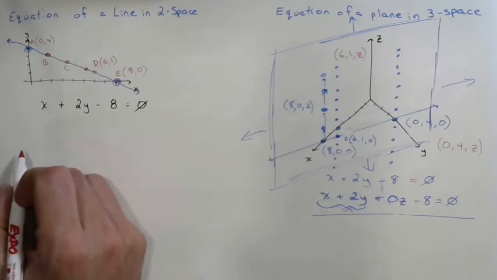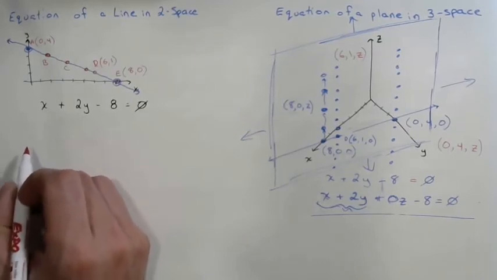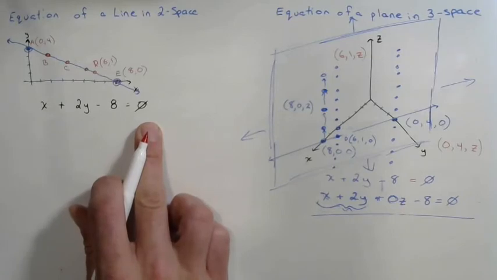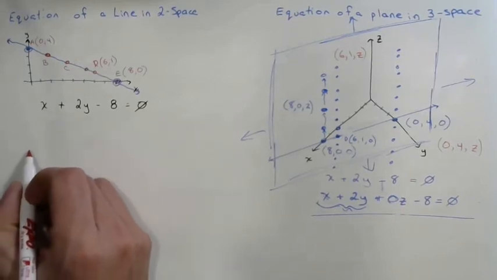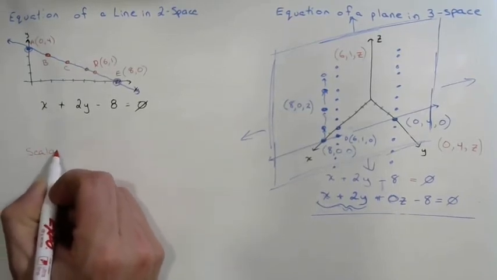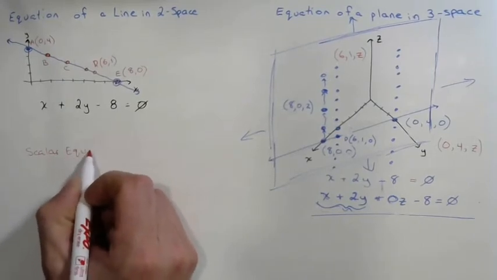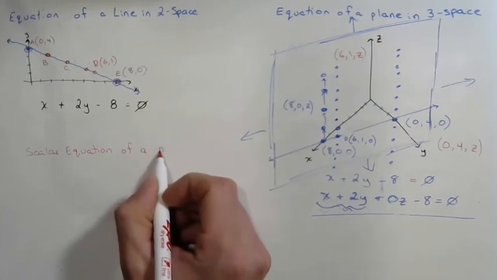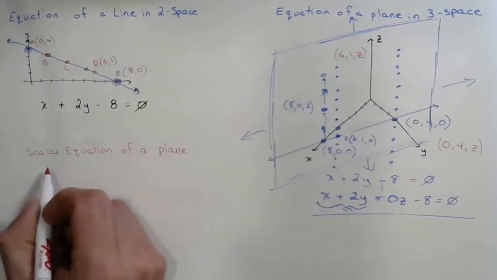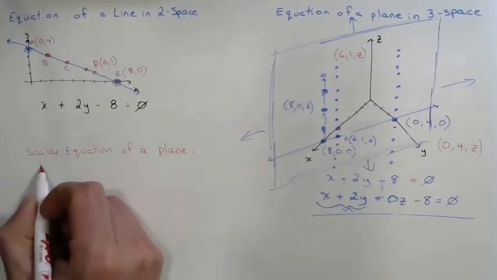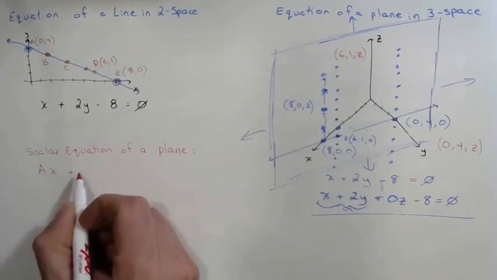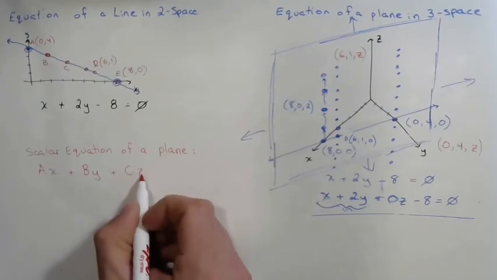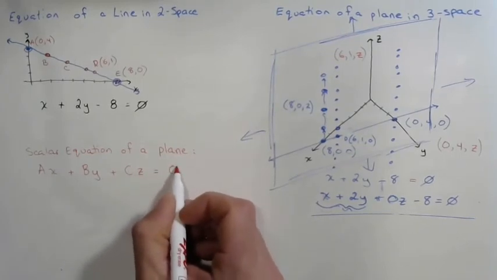So in general, what did we do? We defined the scalar equation. It's very much like the standard equation of a line in two-dimensional space. So the scalar equation of a plane is, it's going to be familiar, ax plus by plus cz equals 0.